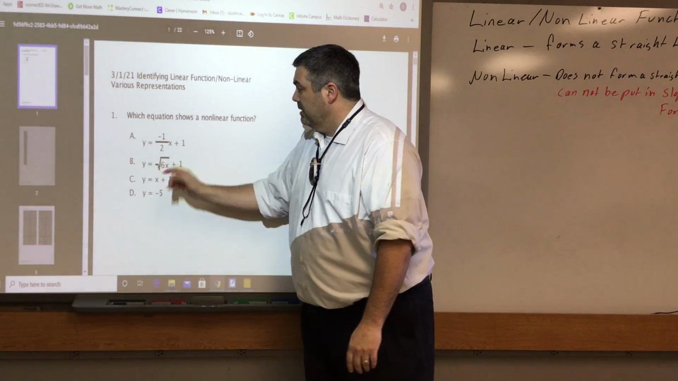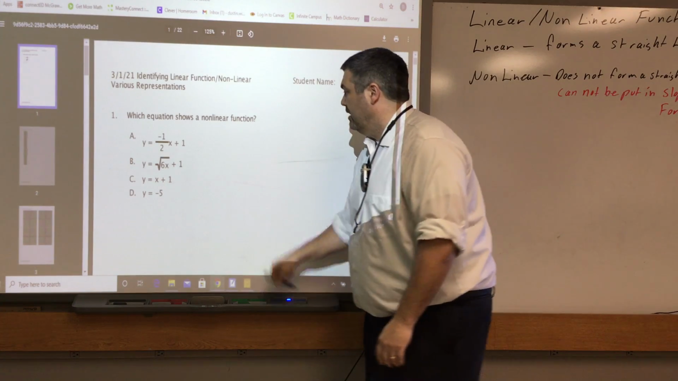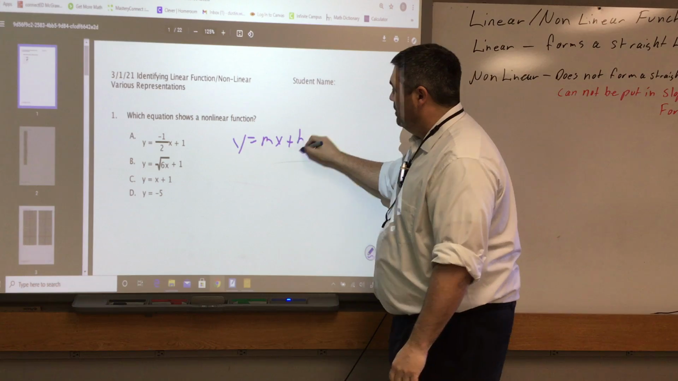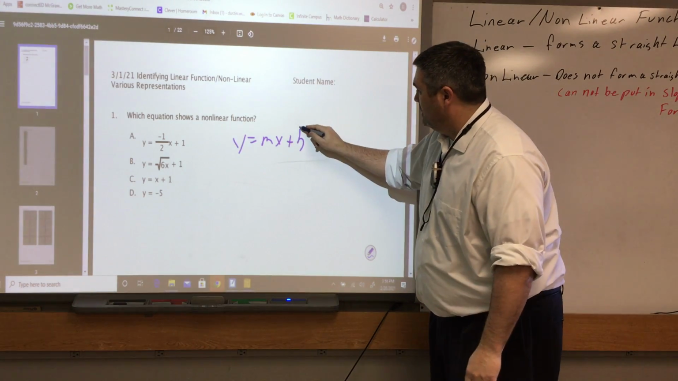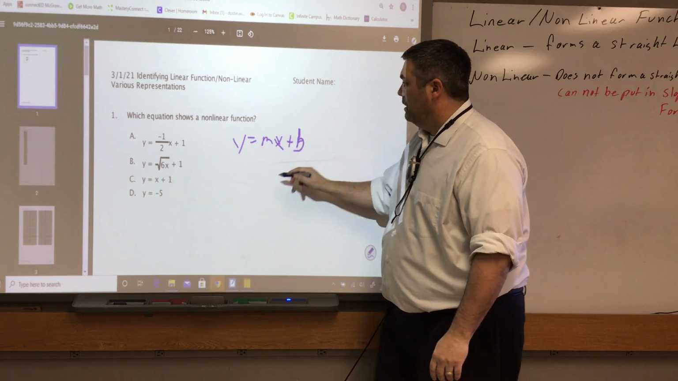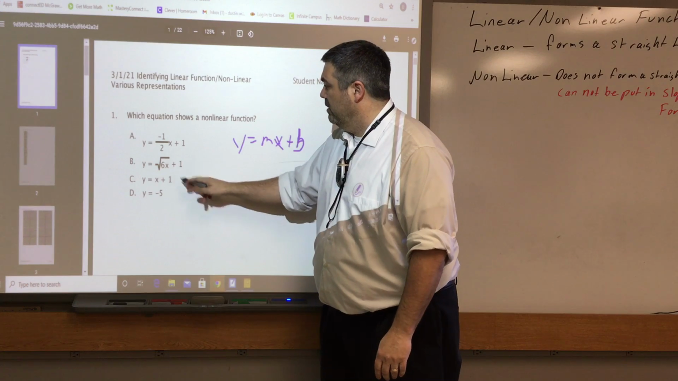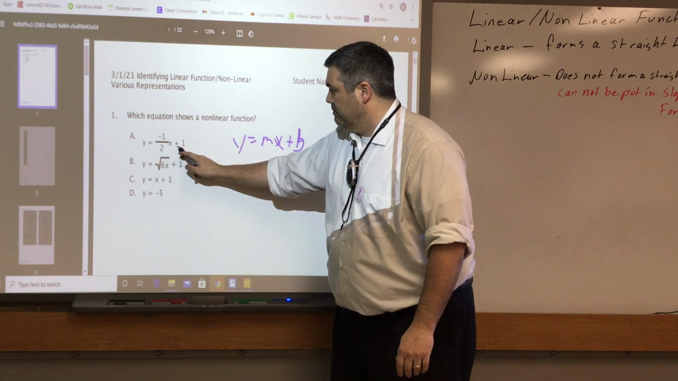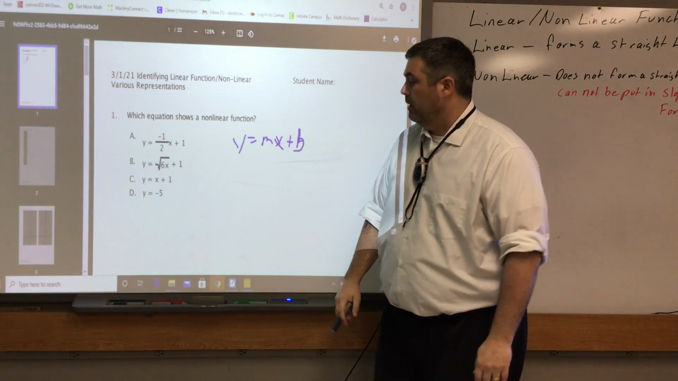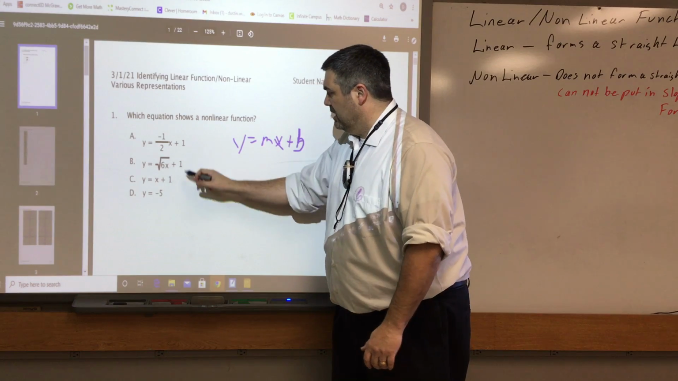Well, when we start looking at this, y equals negative 1/2 x plus 1. This is the form we're looking for, y equals mx plus b, right? That's what we're looking for. Is that it? y equals negative 1/2 x plus 1, y equals mx plus b. That's a linear function. Okay? Then we keep coming down. y equals the square root of 6x plus 1.